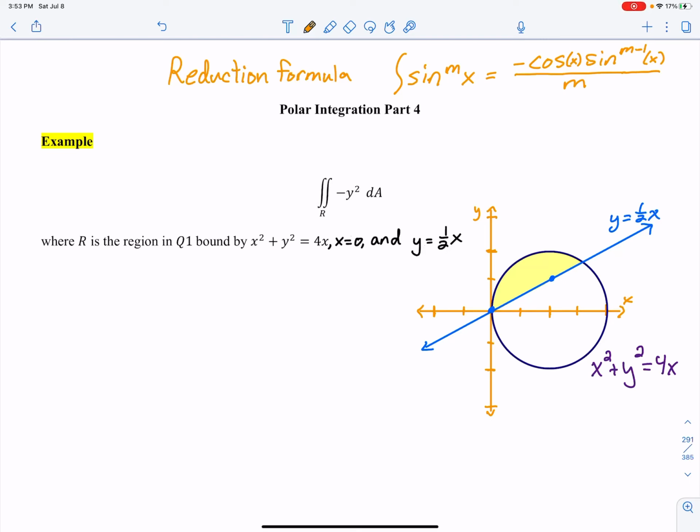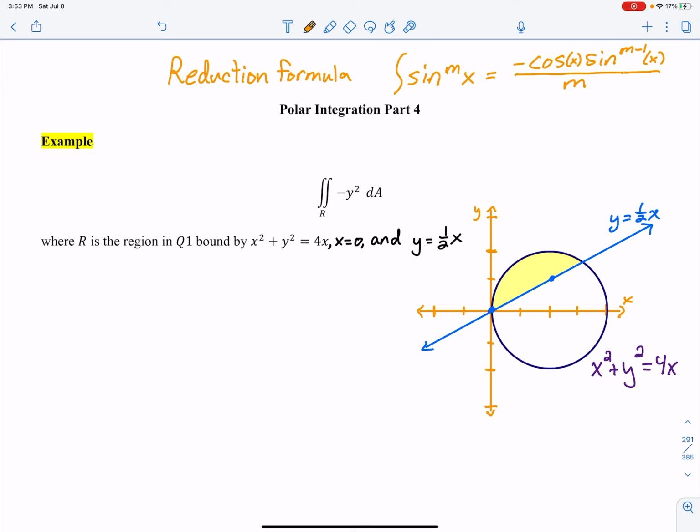In this video, we'll continue our discussion of polar integration by doing another example of finding volume. So we have this double integral of the surface negative y squared over this region. Now, this region is a little difficult to get to, so I'm going to show you how to get to it. Here's the picture of it.